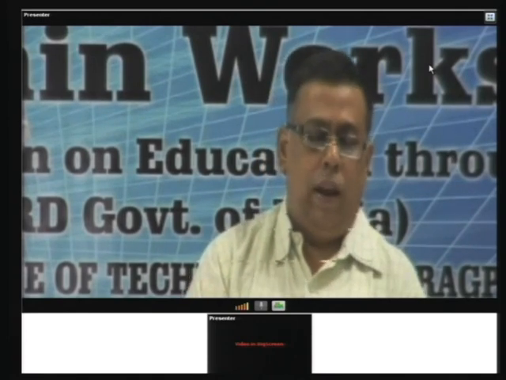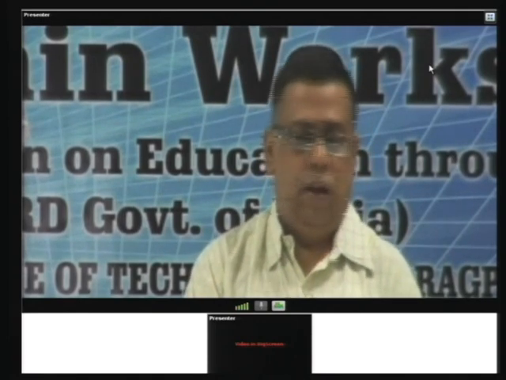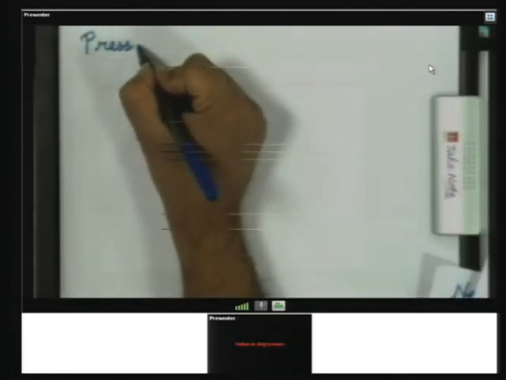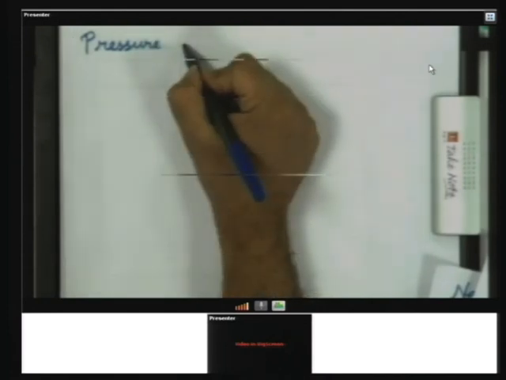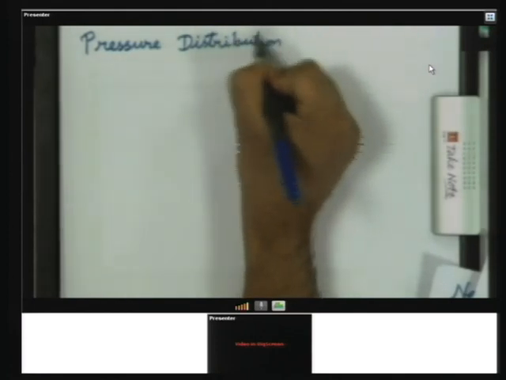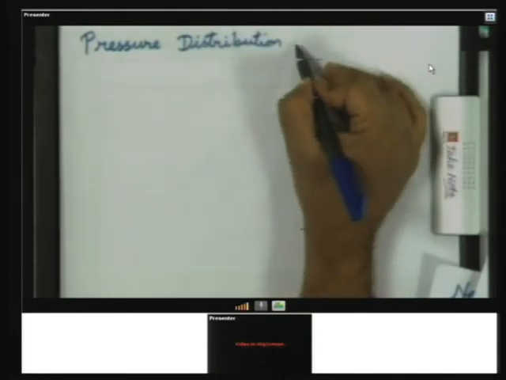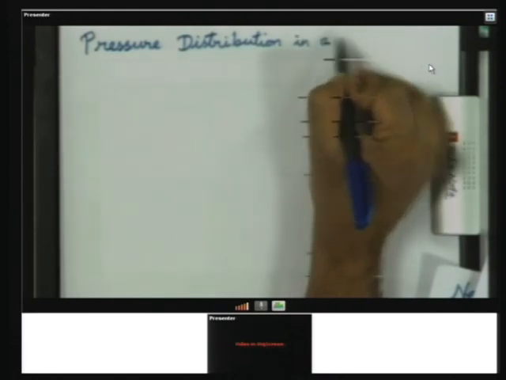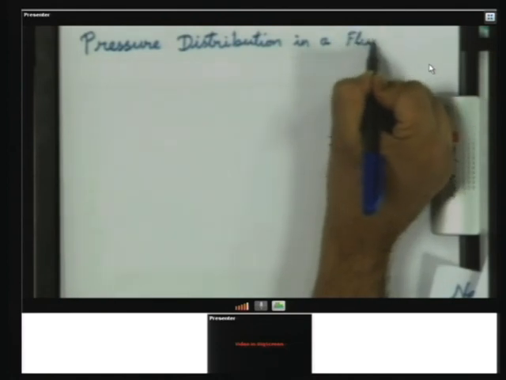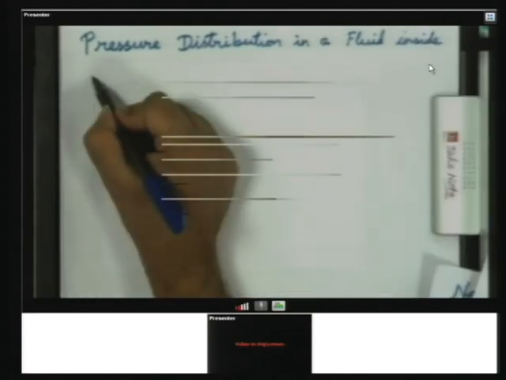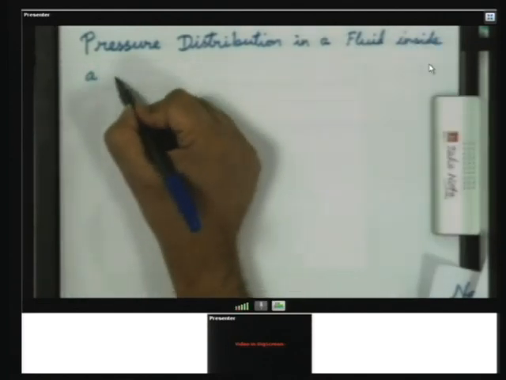All right. Now, we will look at pressure distribution in a fluid which is undergoing a rigid body motion. First of all, we look at pressure distribution in a fluid which is inside a tank which is linearly accelerating.